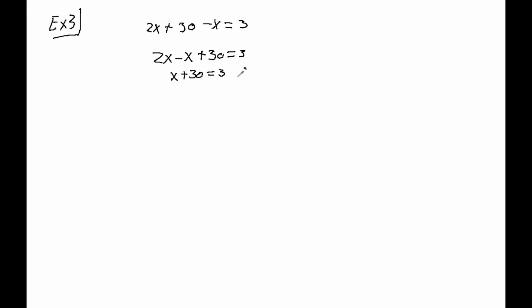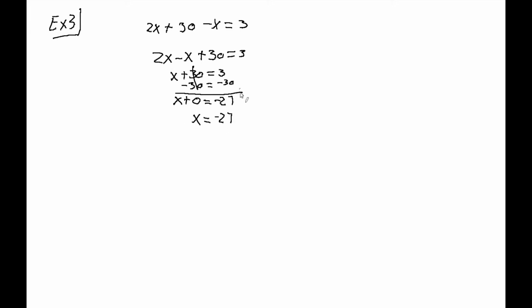So we have to isolate the x by moving the 30 over. We do that by subtracting because it's a positive. So subtract 30 from both sides. Go ahead. 30 minus 30 is 0. 3 minus 30 gives you a negative number because the 30 is bigger. So you get negative 27. So x equals negative 27.